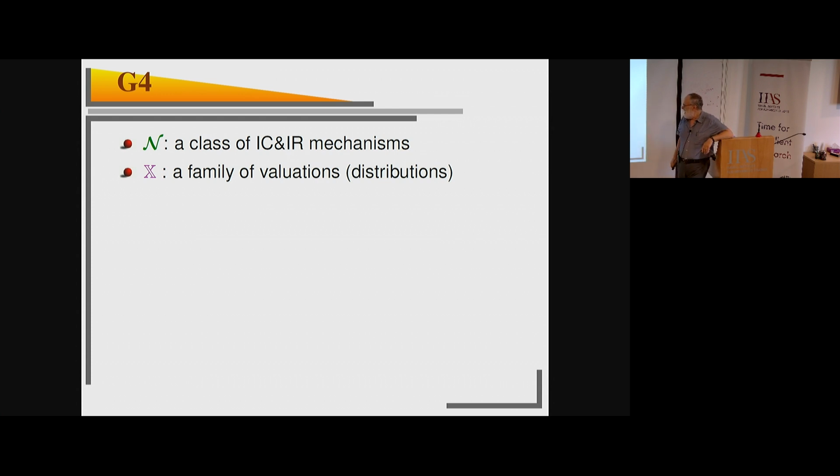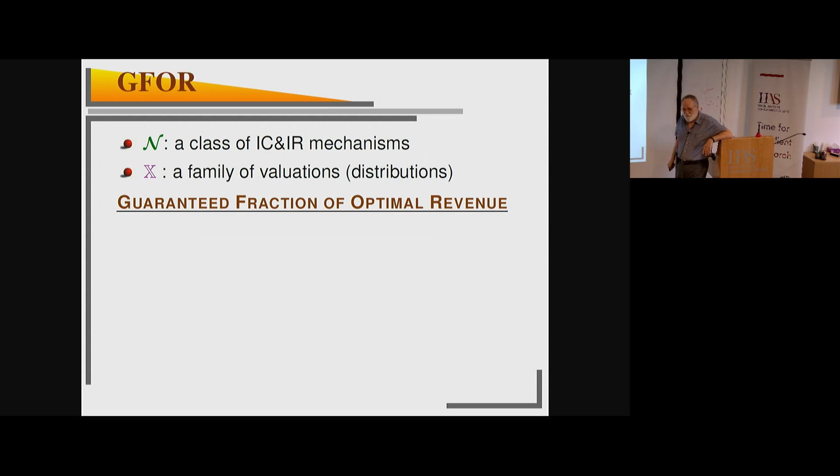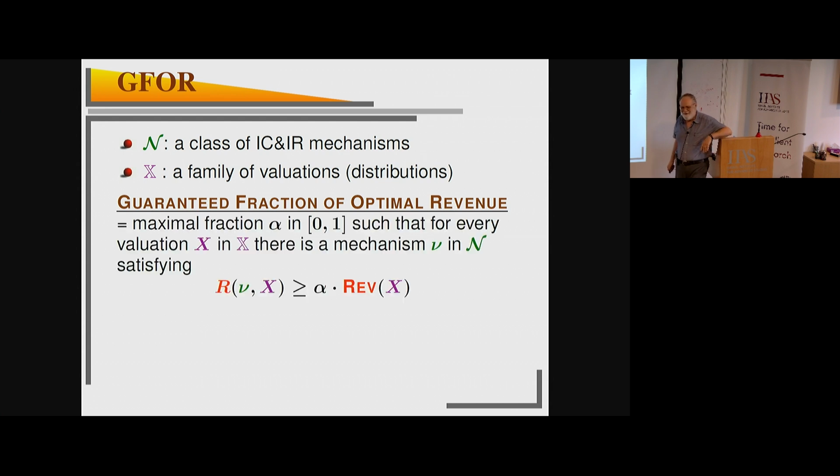okay? Then we can talk about the guaranteed fraction of optimal revenue, that's G4. It's not half of G8, I'm sorry, for the economists. That's the most that you can guarantee with mechanisms in the class N. So it's the maximal fraction alpha, like 1/2, such that for every valuation in your class, there is a mechanism in the given class of mechanisms that gives you at least 1/2 of the optimal revenue.